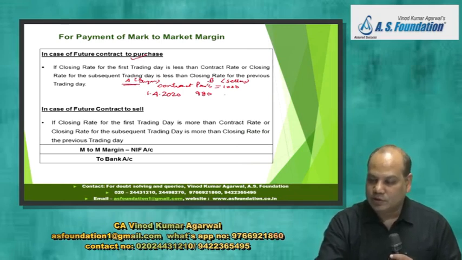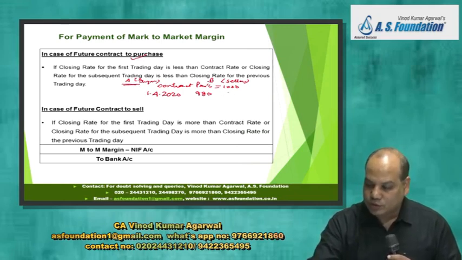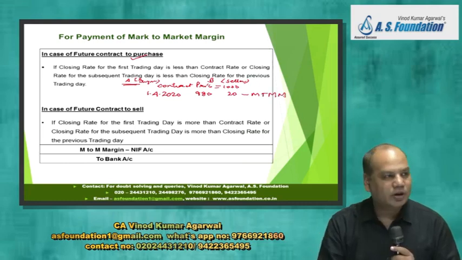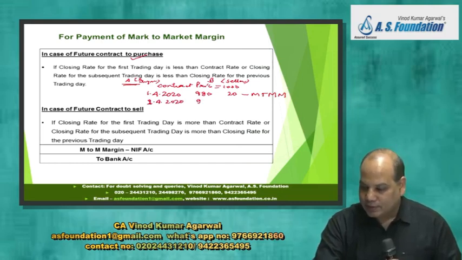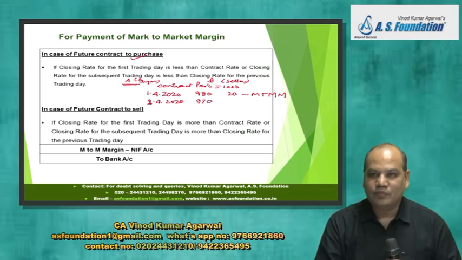This heading is for purchaser. So I have a loss of 20. 20 rupees I will pay as mark to market margin, MTMM. Next day. What is next day? 2nd April 2020. Now it is 970. Now the Nifty future is trading at 970.